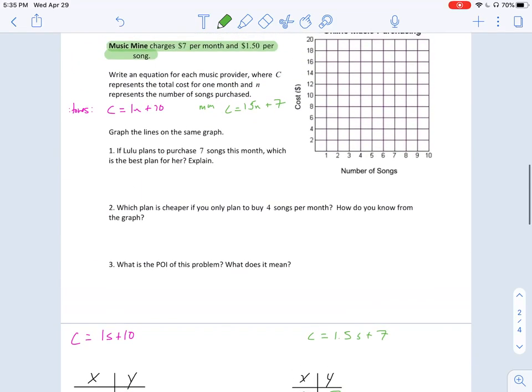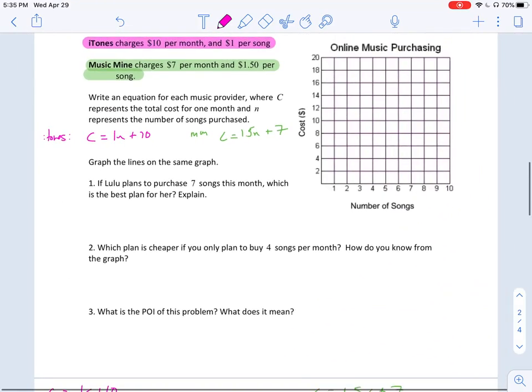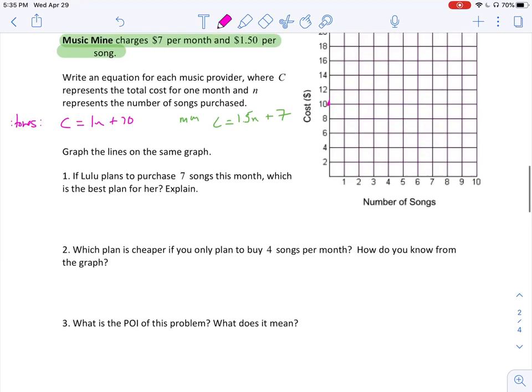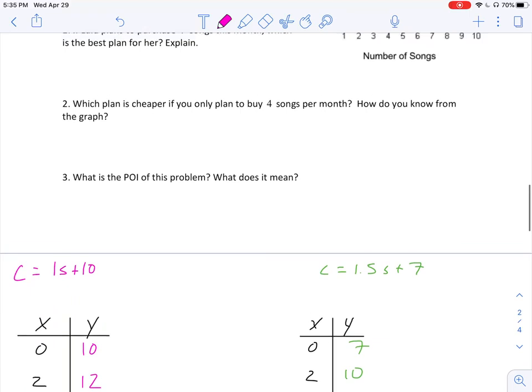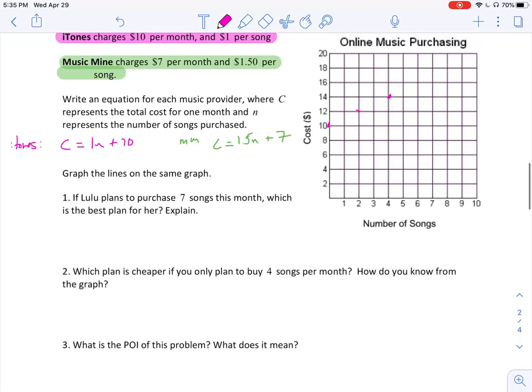I'm going to start with iTones. It started with when X is 0, Y is 10. When X is 2, Y is 12. When X is 4, Y is 14. When X is 6, Y is 16. And we can see the relation and how that would look if we were to graph it. It would look like this.